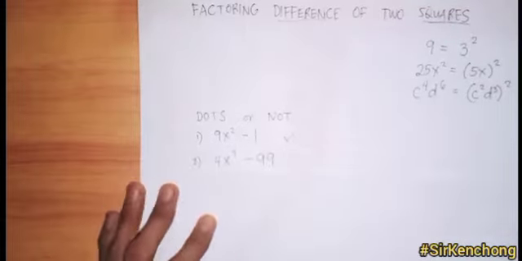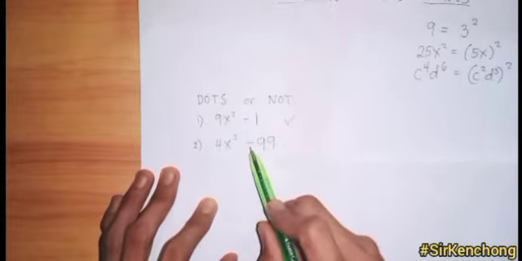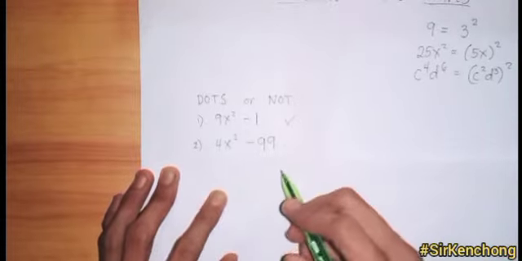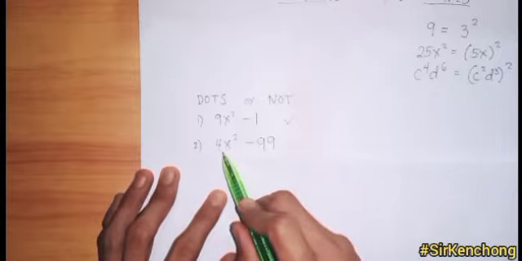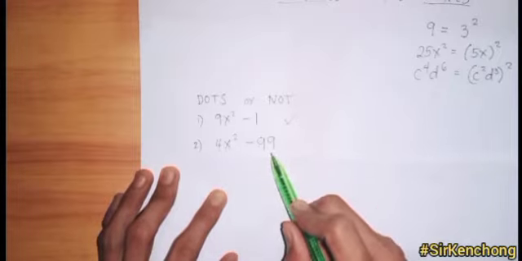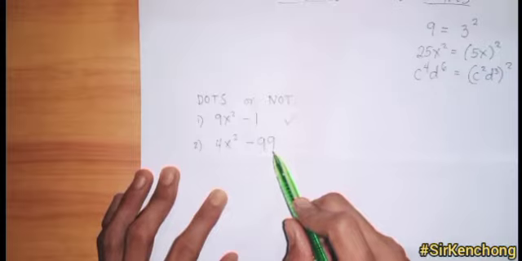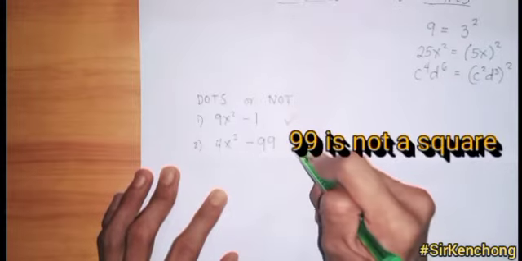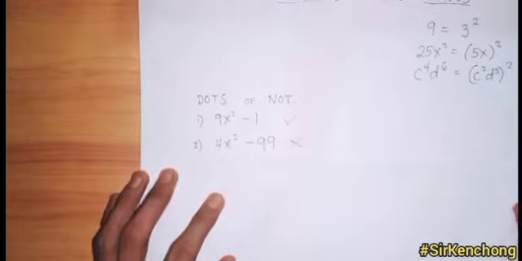How about this one? So, may minus sign din between the two terms. Ito ay perfect square. How about 99? Is 99 a perfect square? Hindi. So, this is not a difference of two squares.